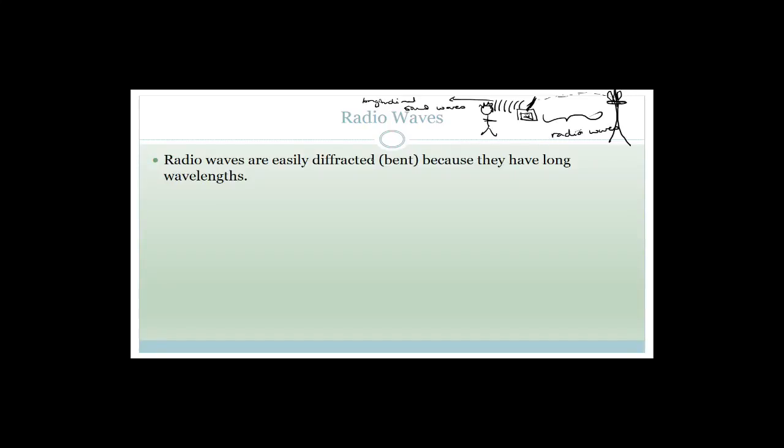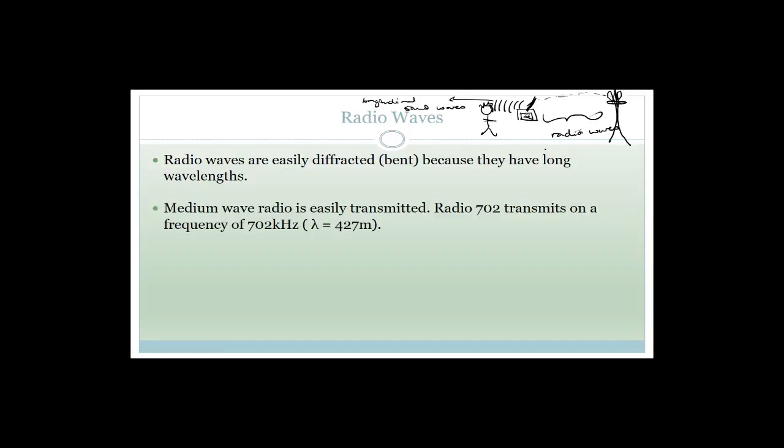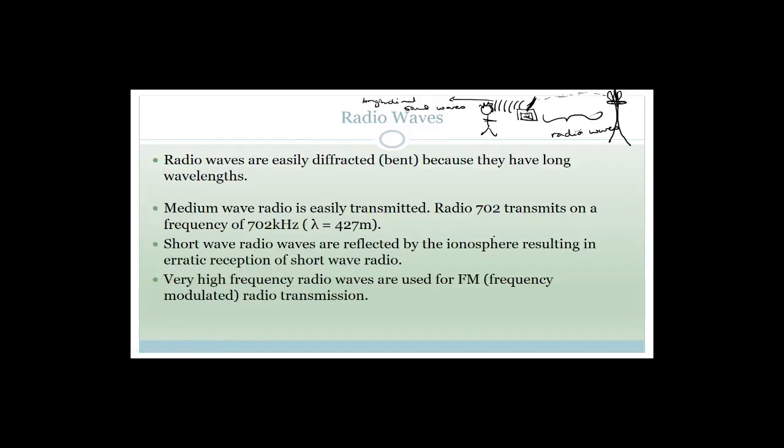Okay, they're easy to diffract or bend because they have long wavelengths, which means they can bend around buildings or over mountains. So, for example, a medium wave radio is easily transmitted. Radio 702 transmits at 702 kilohertz, and the wavelength of that is 427 meters. Okay. Shortwave radios are reflected by the ionosphere, resulting in erratic reception of shortwave radio. So, you only use shortwave radios when you're very, very desperate. Very high frequency radio waves are used for FM, frequency modulated radio transmission.